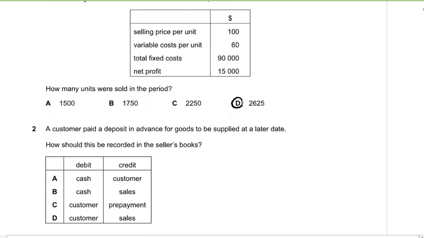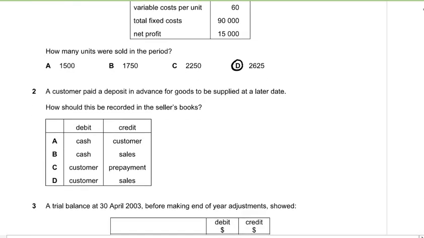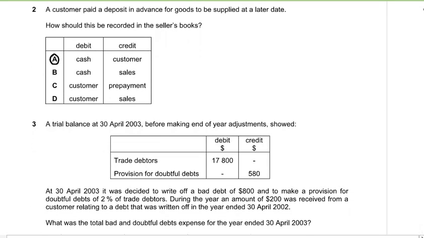Right, let's progress. A customer paid a deposit in advance for goods to be supplied at a later date. So a customer has paid us in advance, and we have received the money, so we're going to debit bank or cash and credit the customer's account, right? We are not going to credit any sale because sales have not yet been made, and we don't credit a prepayment either, right? So the correct answer is we debit cash because we've received money and we credit the customer's account, right? So that's the answer. Then we look at the next question.